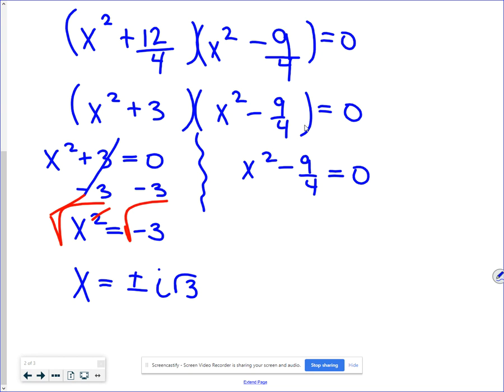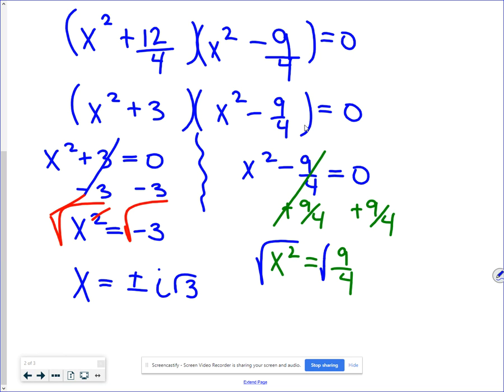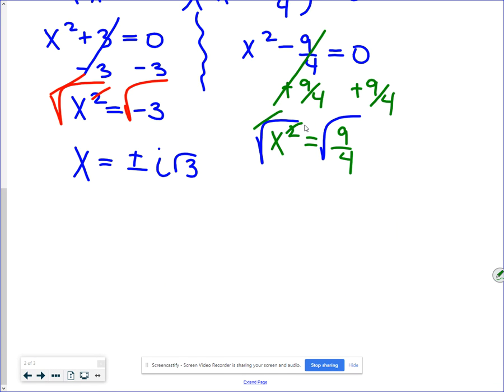Now let's solve the other side. So we would add 9/4 to both sides. We get x squared equals 9/4. Take the square root of both sides. These cancel out. We get x is equal to plus or minus. Whenever you take a square root of a fraction, you just want to break it down into 2 square roots. So it's going to be the square root of 9 over the square root of 4. So our other 2 roots are positive and negative 3 over 2.